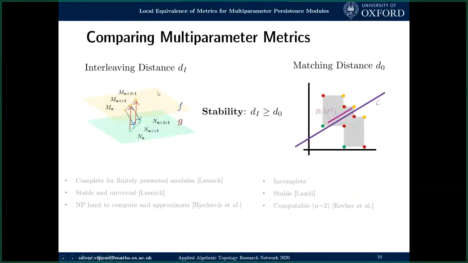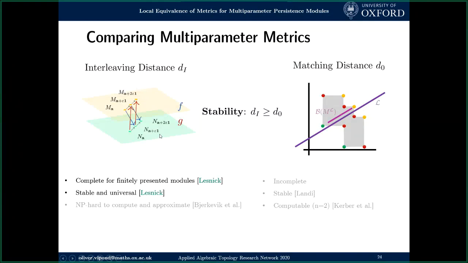So just a quick summary slide comparing these two metrics. We said that interleaving distance was theoretically well behaved in the sense that it's complete. So two modules are at distance 0 if and only if they're isomorphic. They're essentially the same module. It's stable and universal. So it's not only stable, but it is the most discriminative stable metric.